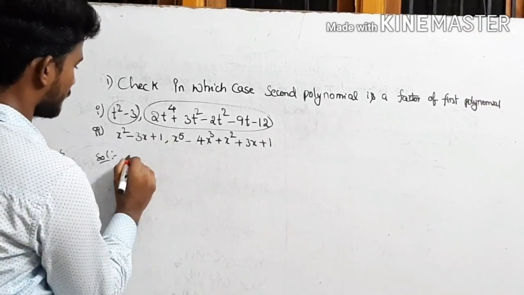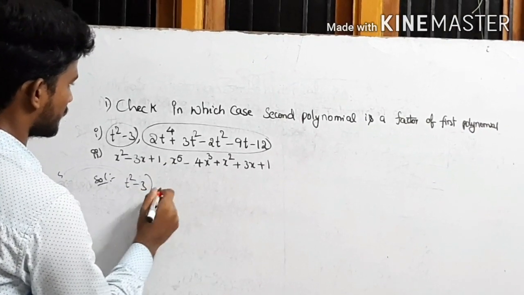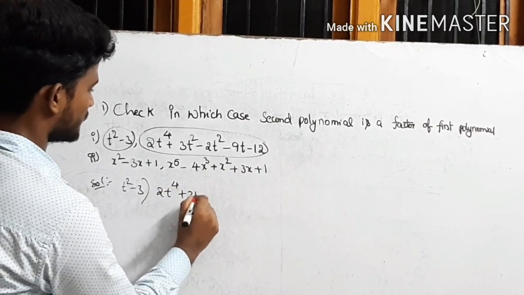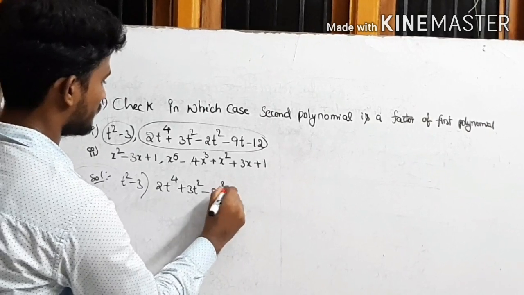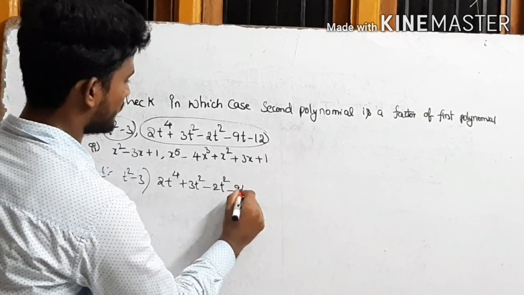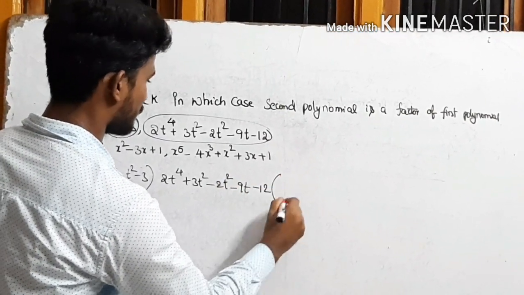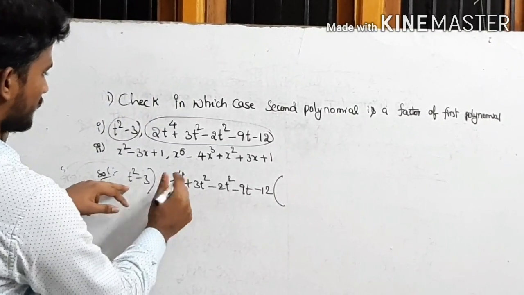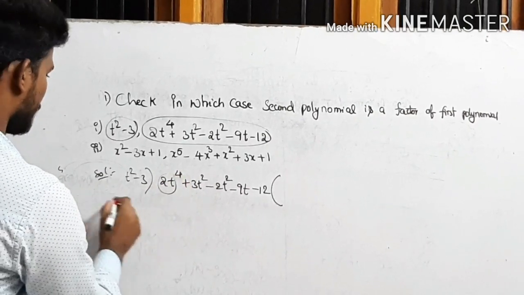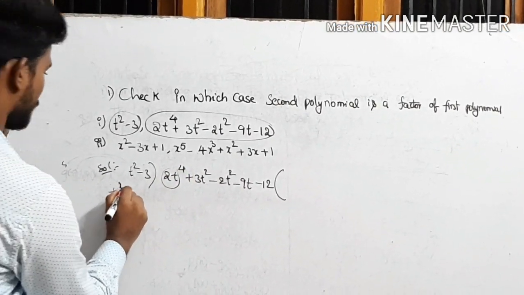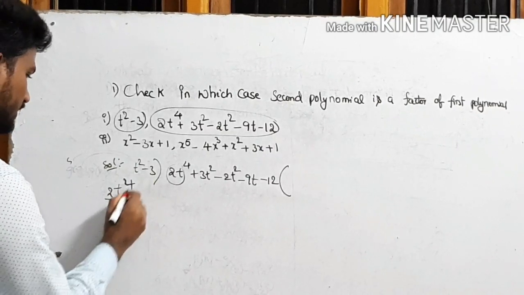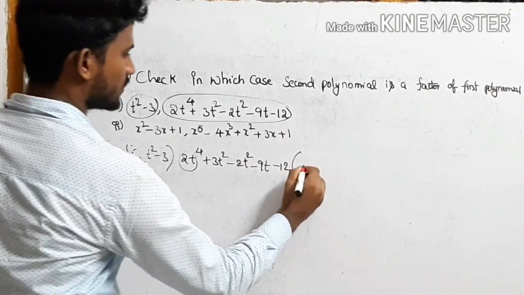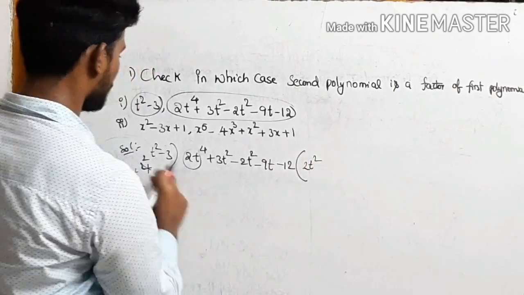Now, is t square minus 3 a divisor of 2t power 4 plus 3t cube minus 2t square minus 9t minus 12? First divide t square with the t power of this one, the coefficient of this one. 2t power 4 by t square is 2t square. Write this one, 2t square.